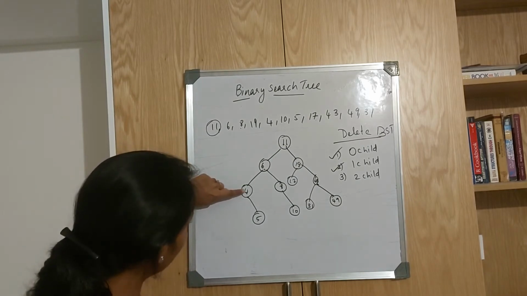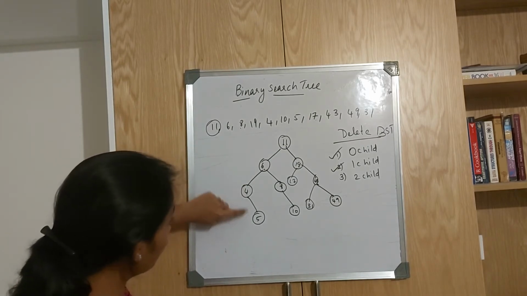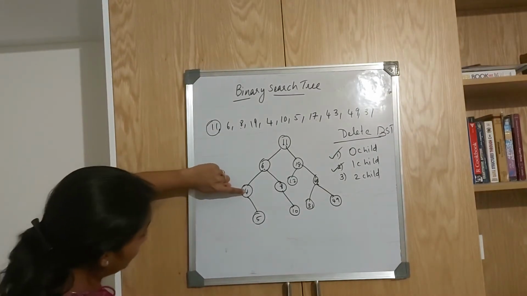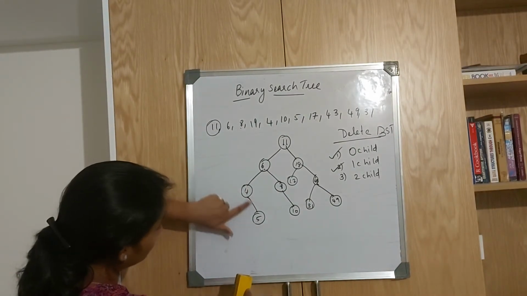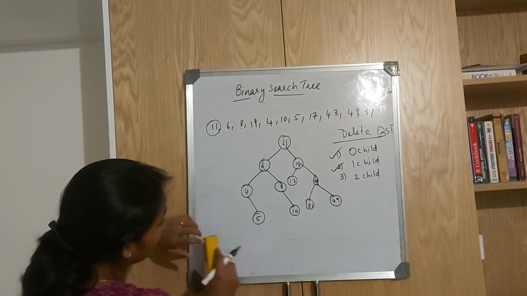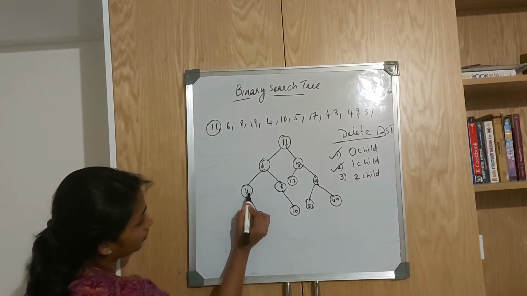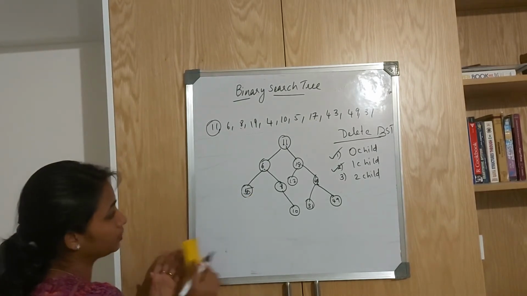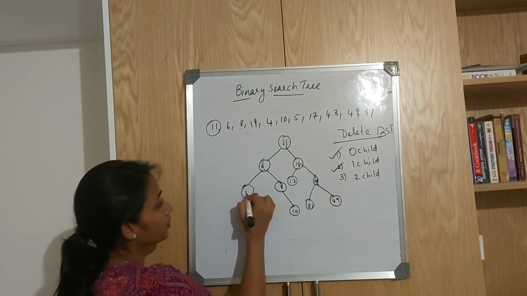So 4, if you want to delete 4, but 4 is having one child. What you are going to do here is, before you delete 4, you replace this part with the one and only child. So you are going to replace this 4 with 5 and delete that 4.